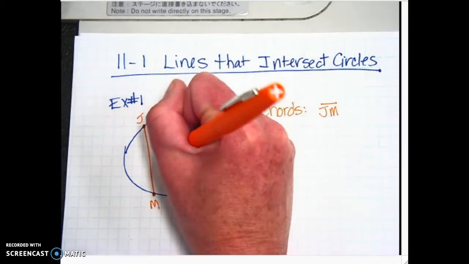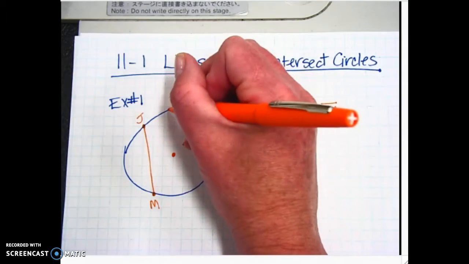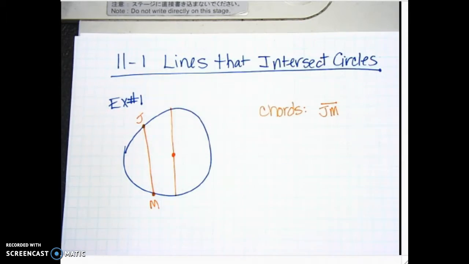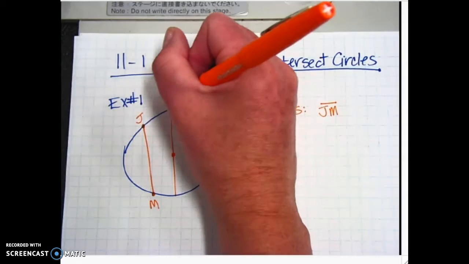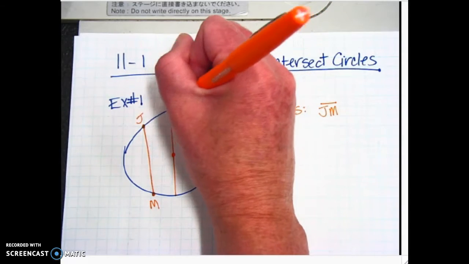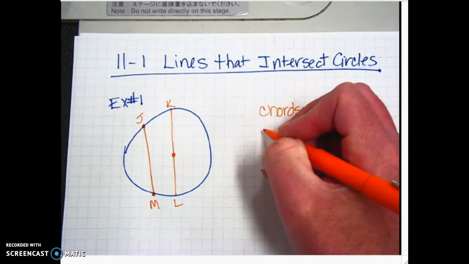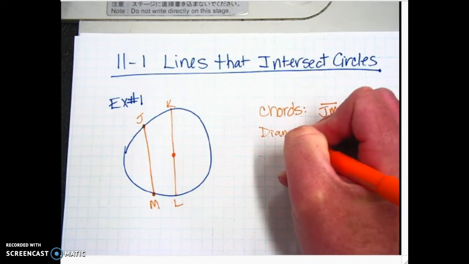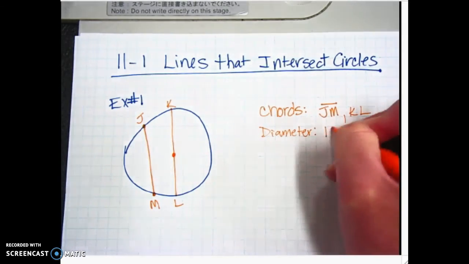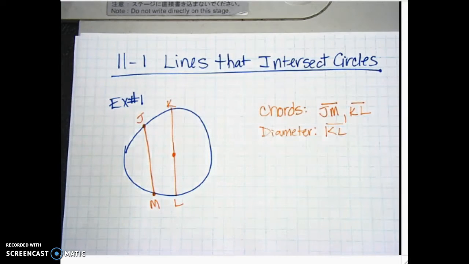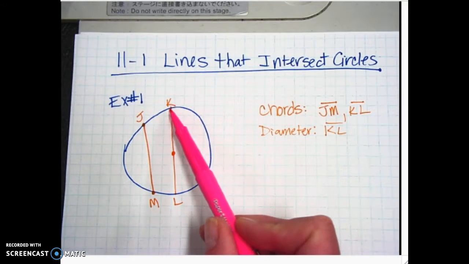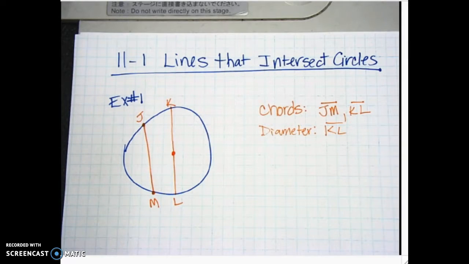Chords can also go through the center. So if you have a point right there, and if you have a segment going through it, it can also be a chord. So we'll call this one KL. So KL is also a chord. It happens to also be a diameter, right? You guys have already learned about diameter. Notice that KL is a chord and a diameter, both, because it has endpoints that lie on the circle. It's a chord, but it also goes through the center, which also makes it a diameter.